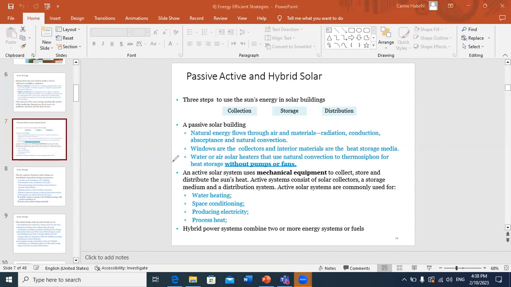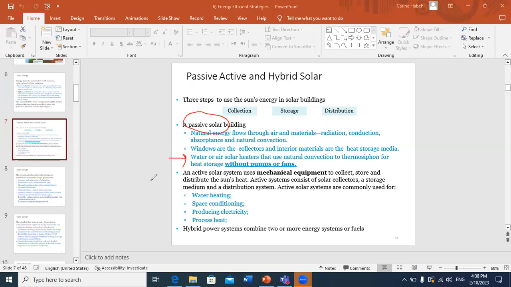Other passive solar systems are water or air solar heaters that use natural convection or thermosiphon effect for heat storage without needing pumps or fans. Now, the advantage of passive technologies is the reduction in energy bills, because you don't need to have an external supply of electricity. But also, the amount of ventilation produced will not be as large as a mechanical system.